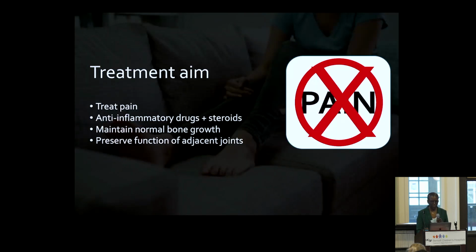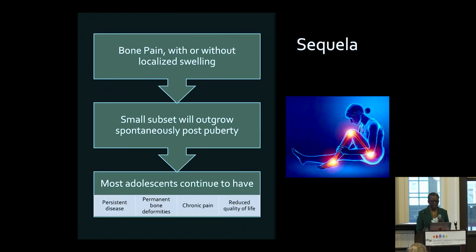Again, it's a diagnosis of exclusion, and the treatment aim is to treat the pain with anti-inflammatory drugs and steroids and monitor these patients, usually with whole body MRI for spine involvement or other bony involvement, with the goal to preserve function of adjacent joints. So unfortunately, these patients don't do well. A majority of them continue to have persistent disease, may have permanent bone deformities, chronic pain, and a reduced quality of life. And a small subset will outgrow this post-puberty.